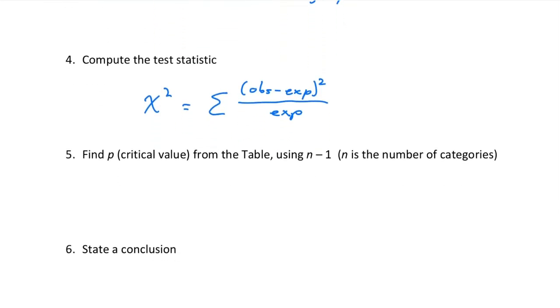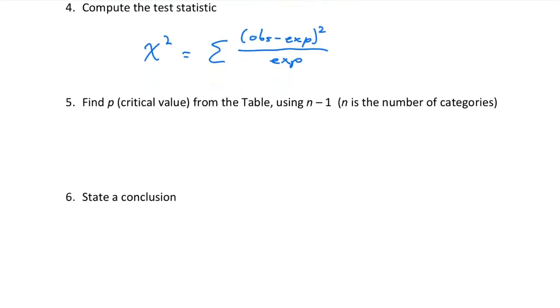All right, we've got our test statistic. Now we go to the table to find P. Again, we would need DF. So this is the DF.